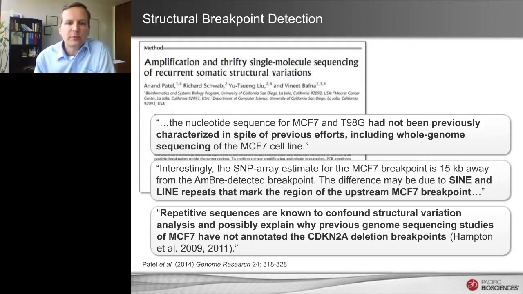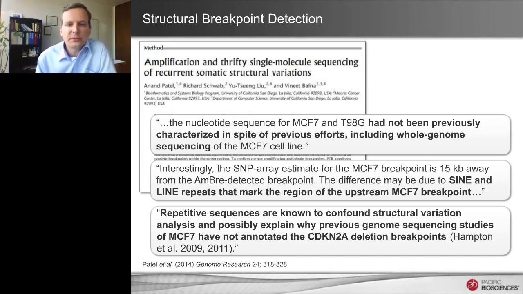The structural breakpoint for this very important tumor suppressor, CDKN2A, had not been elucidated, had not been previously characterized, in spite of previous efforts, including whole genome short-read sequencing. Also, with a non-sequencing method, a SNP array, the estimate for the breakpoint was 15,000 bases away from the true breakpoint that was determined with PacBio sequencing and then validated with Sanger sequencing.